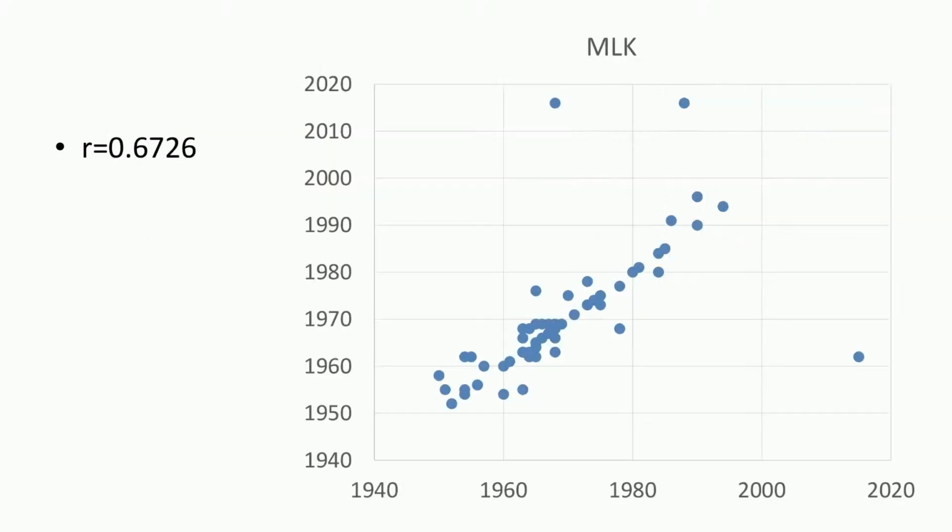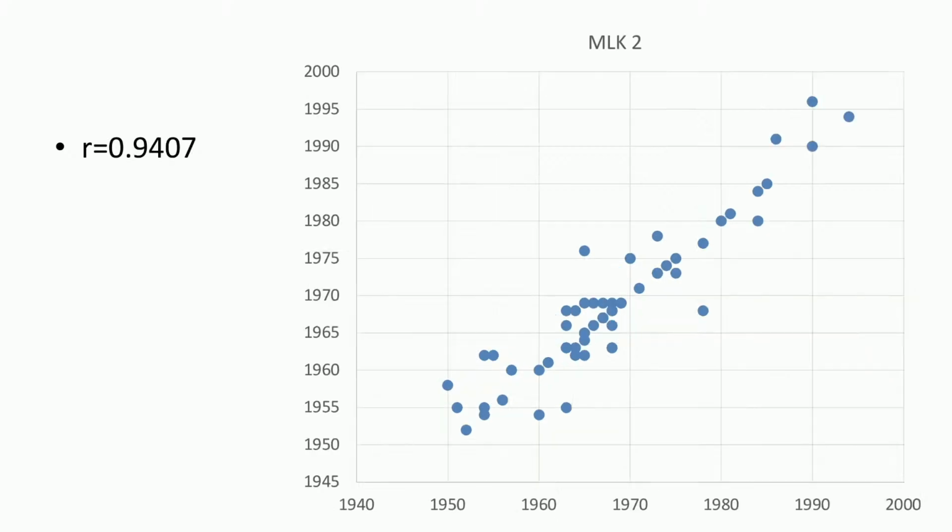Oh, this is MLK. Oh, it was only 0.67? That would be higher than that. Oh, no, here it is. This is it, the 0.94. Okay, so this is the actual graph.